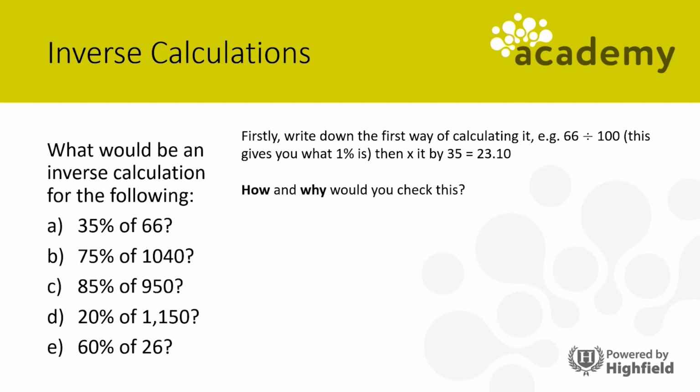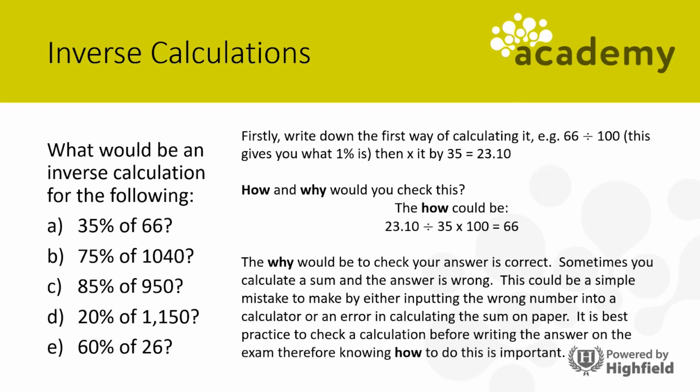How and why would you check this? Well, the how could be 23.10 divided by 35 times 100, which is 66. The why would be to check your answer is correct. Sometimes you calculate a sum and the answer is wrong. This could be a simple mistake to make by either inputting the wrong number into a calculator or an error in calculating the sum on paper. It's best practice to check a calculation before writing the answer on the exam. Therefore, knowing how to do this is important.